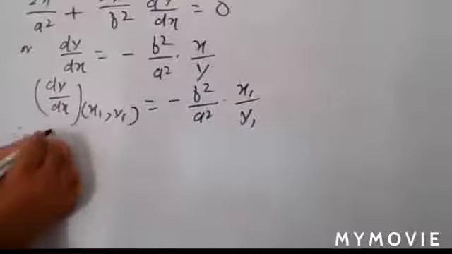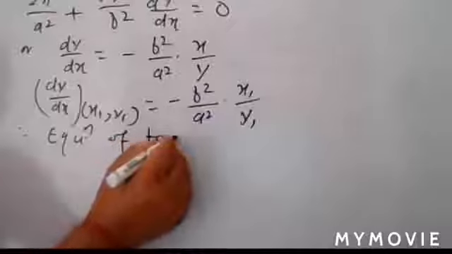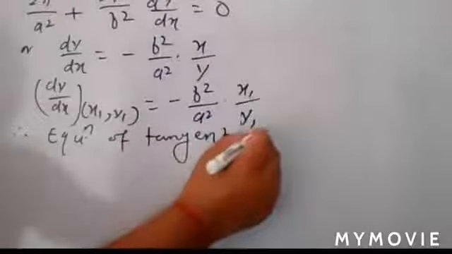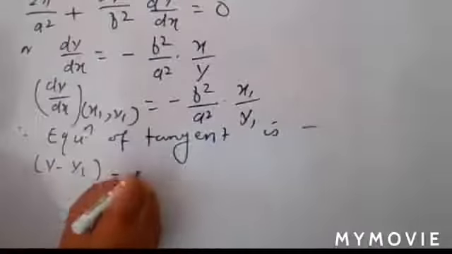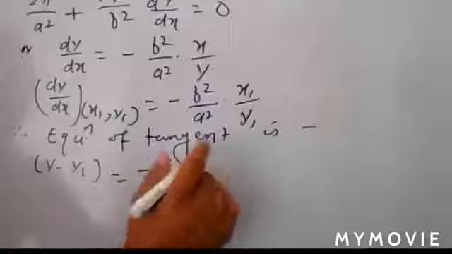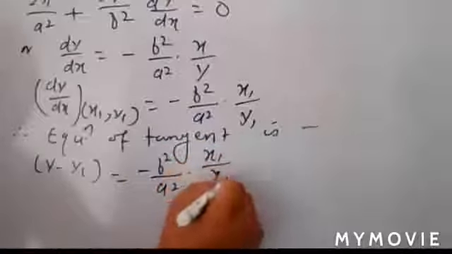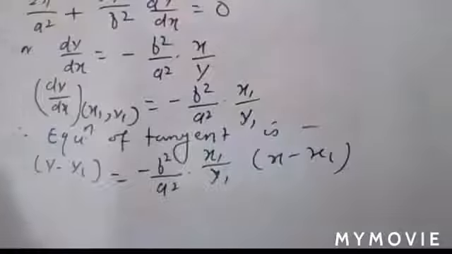So you write, equation of tangent is y minus y1 is equal to minus b square upon a square into x1 upon y1 into x minus x1. Okay, so that gives your equation of tangent.